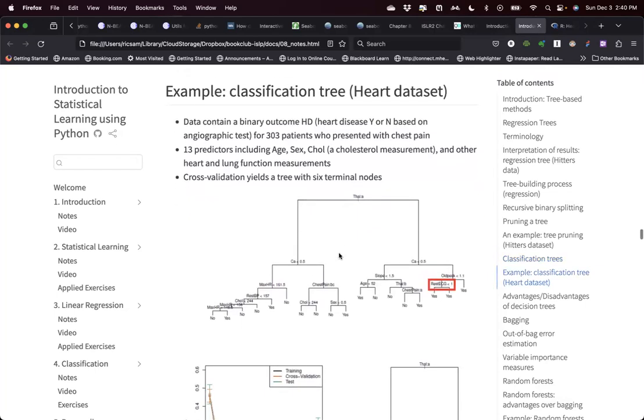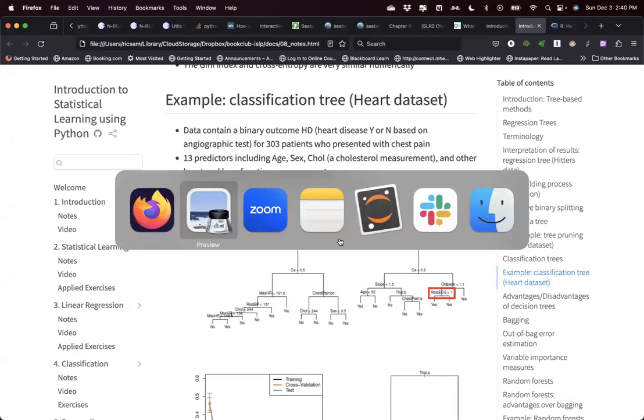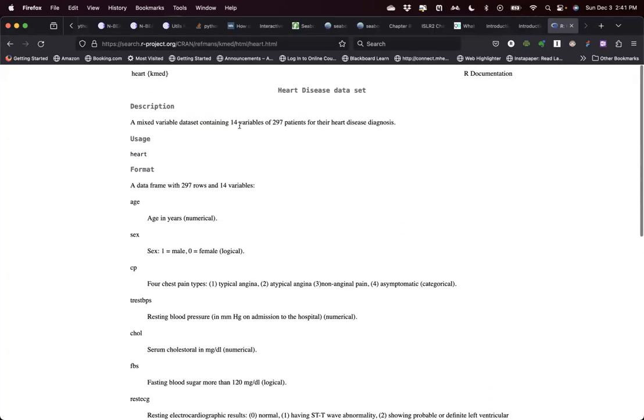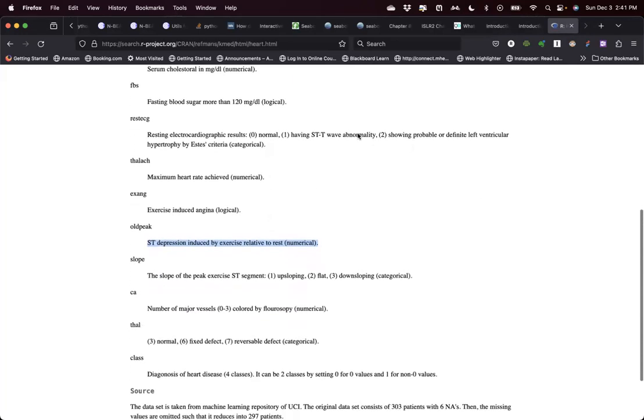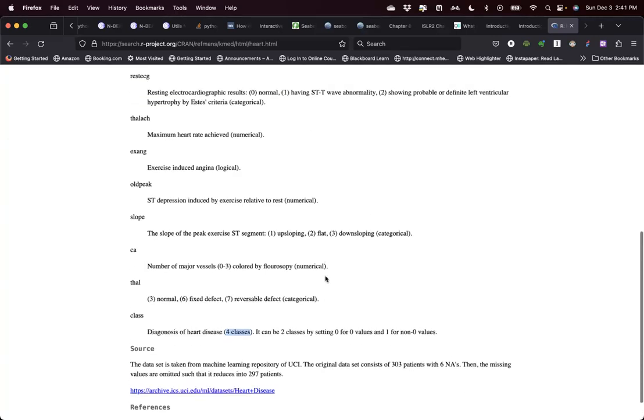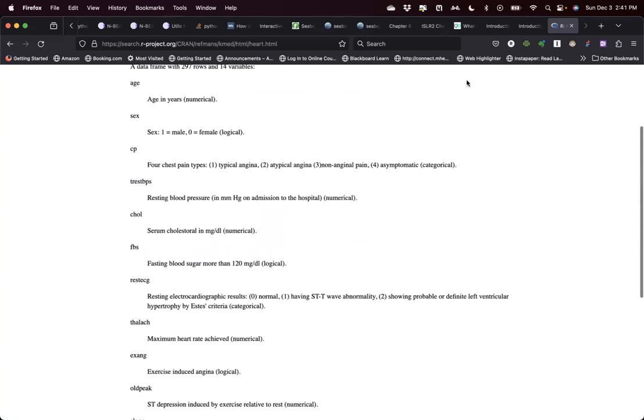One of the examples that the authors gave us is the Heart data set. It's an R data set containing 14 variables for 289 patients related to heart disease diagnosis. The class is the diagnosis of the heart disease. The original data set has four classes, but we can convert it to a binary class: zero for patients who don't have a heart disease, and one for patients with a heart disease, and this is the only variable that we have.